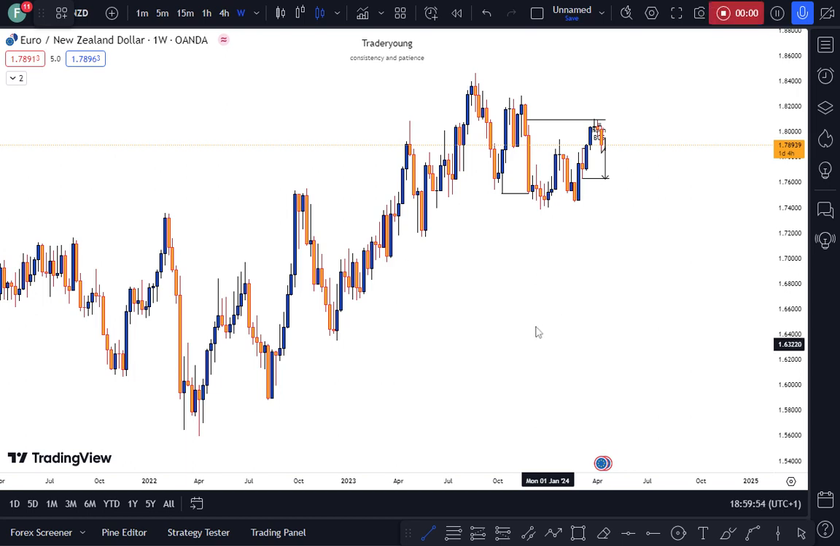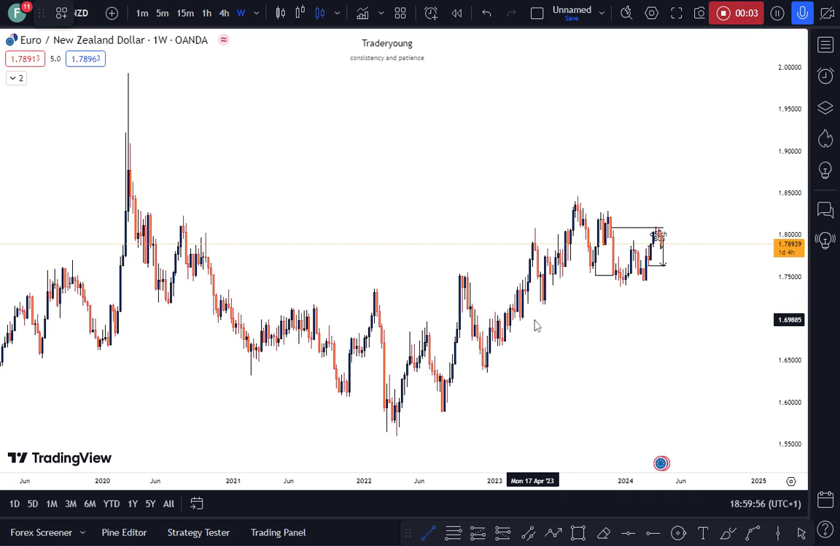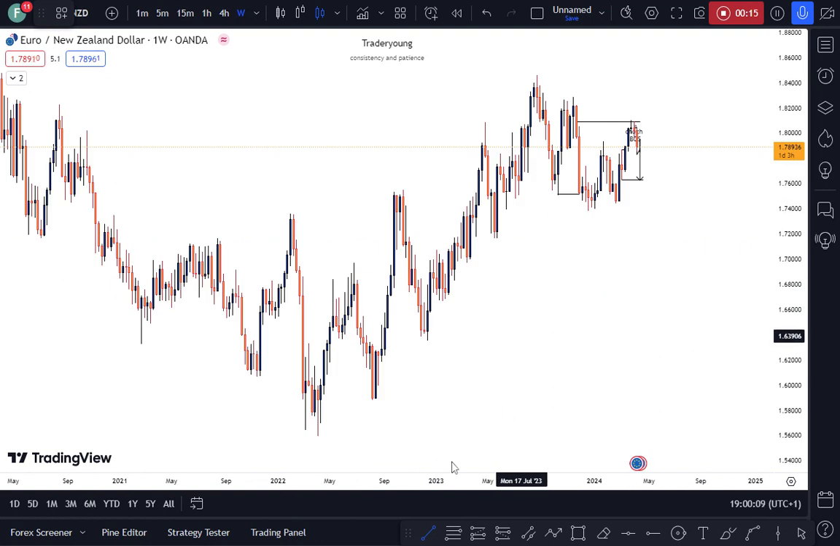Okay, guys, this is the EURNZD weekly time frame. Sorry, you have to bear with me. It's raining here, so there's some noise around. So, on the weekly time frame, what do we have?